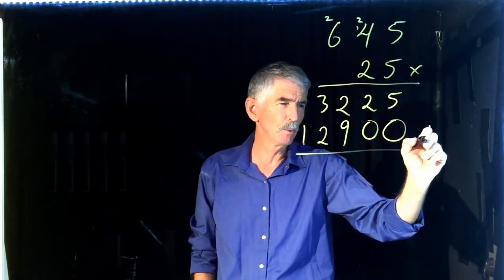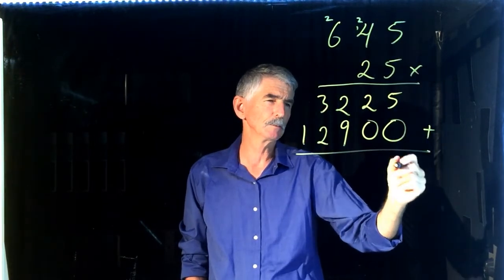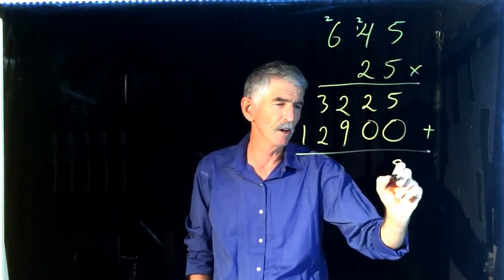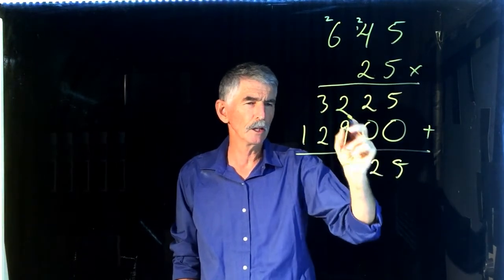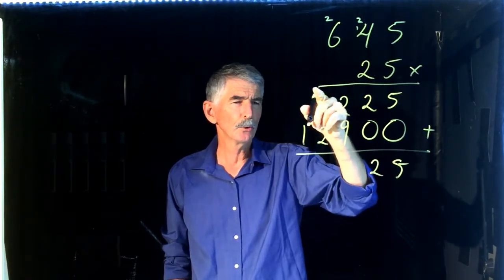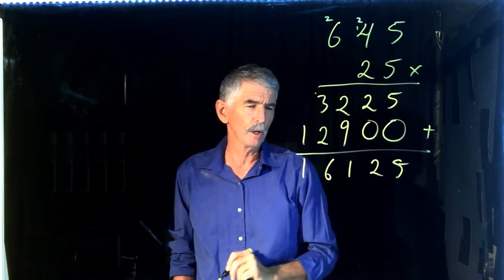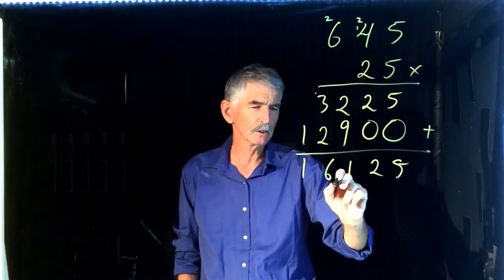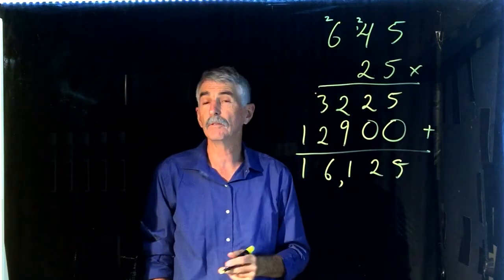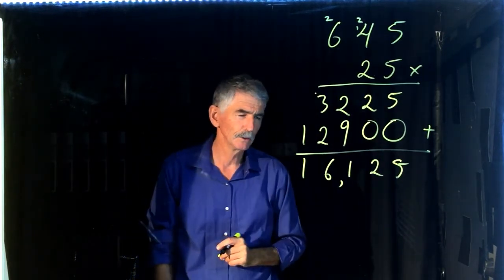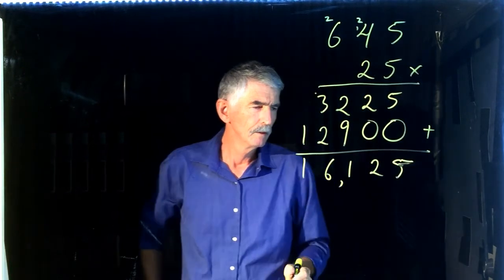And the next step that you will have had is that you now add these two rows of numbers together. So 5 and 0 is 5, 2 and 0 is 2, 9 and 2 is 11. I put down the 1, I trade up the 1. 3 and 1 is 4 and 2 is going to be 6, and I've got 1 there. And I'll bring my columns across, and I've got 16,125, and that should be your answer. Right.